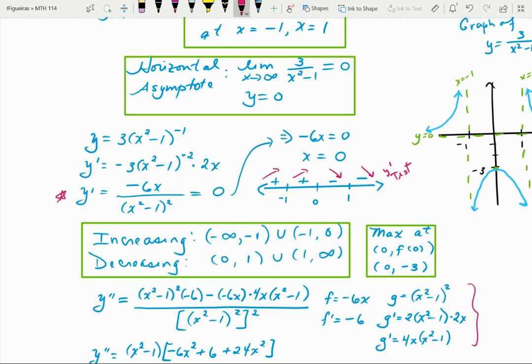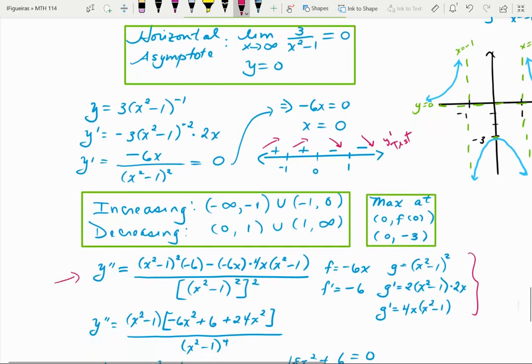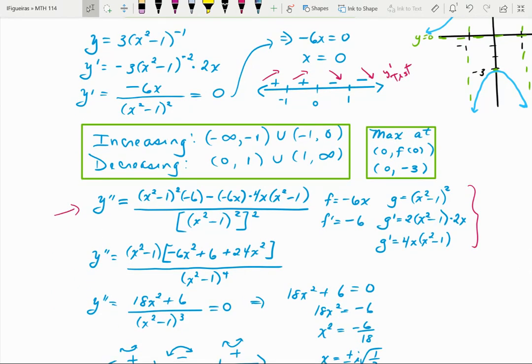And g prime, you have to use chain rule. It's 2 times x squared minus 1 times 2x. Simplify it, you get g prime is 4x times x squared minus 1. So now all that work gets plugged into your quotient rule, which you see here. So that's g f prime minus f g prime over g squared. So in the next line of your second derivative, I factored out an x squared minus 1 because that's the binomial expression that they have in common.